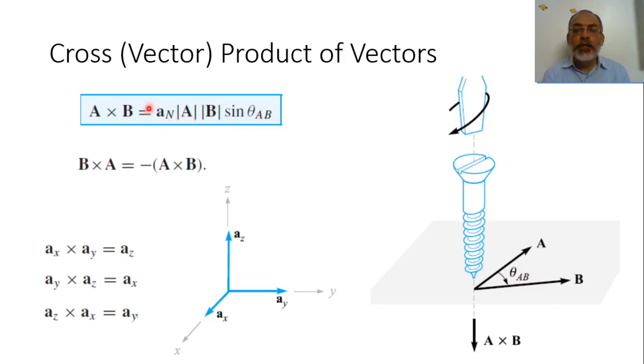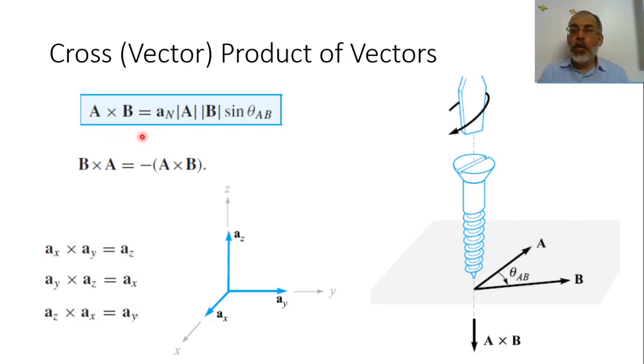And the direction of the normal depends on the right hand rule. So assuming that we are turning a screw using the right hand rule, the direction would be in a similar way, like this. So if I'm talking about A cross B, I'm moving my right hand from A to B, and this would be the direction of the normal.